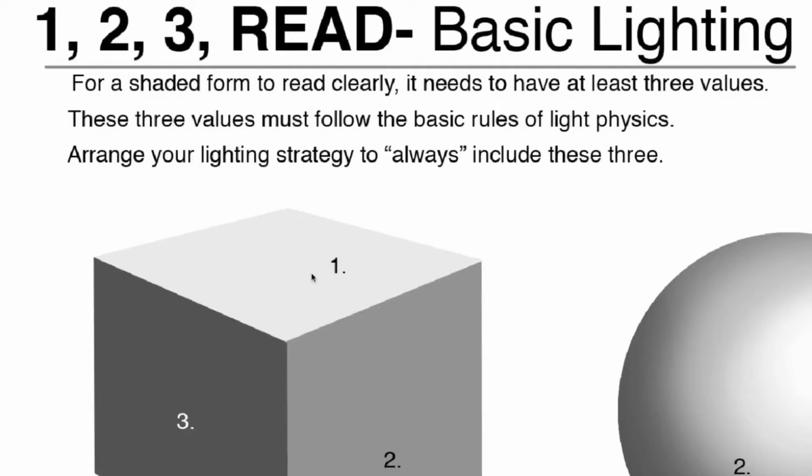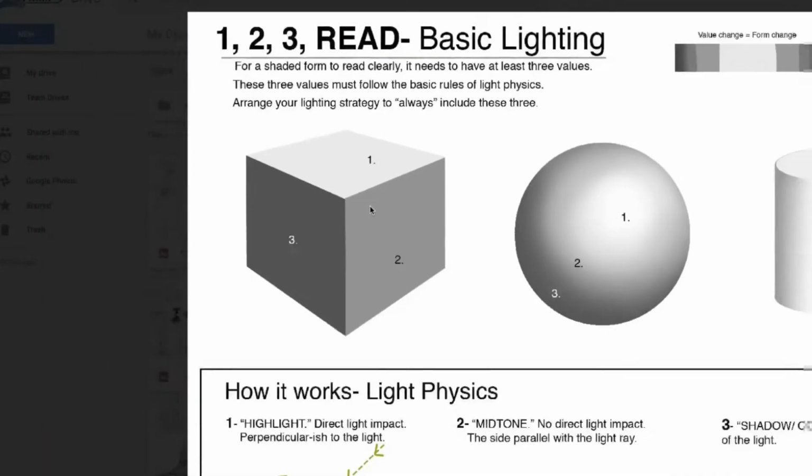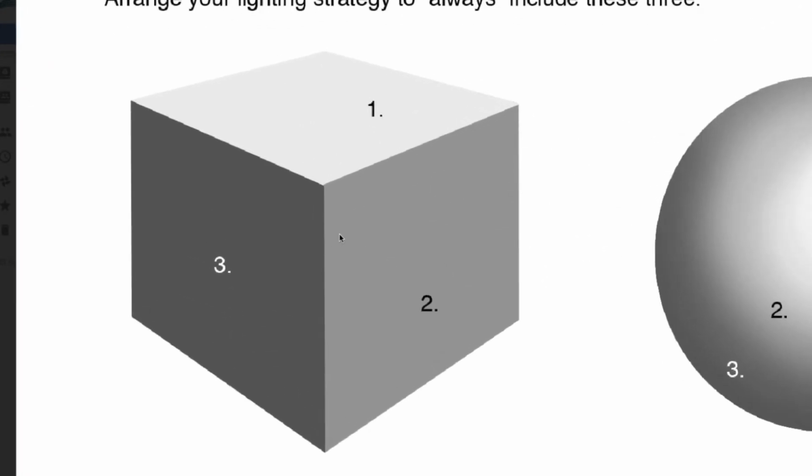What types of values mean what? And that's called a 1, 2, 3 read. Read means that your viewer's brain will understand that it looks like a 3D form. And for something to read, you want to have at least 3 values on your form. A light one, a middle one, and a dark one.